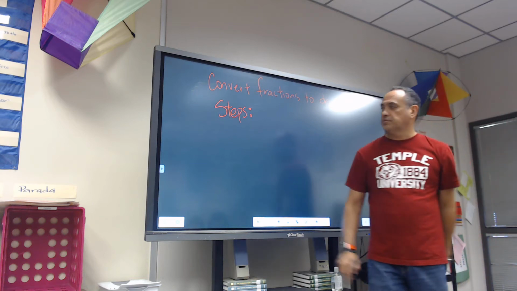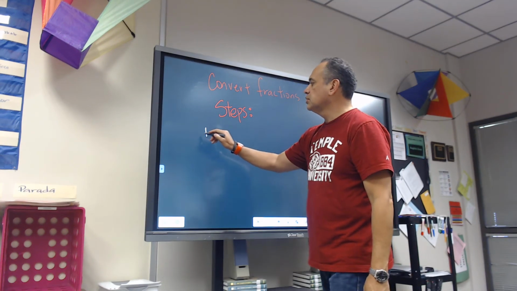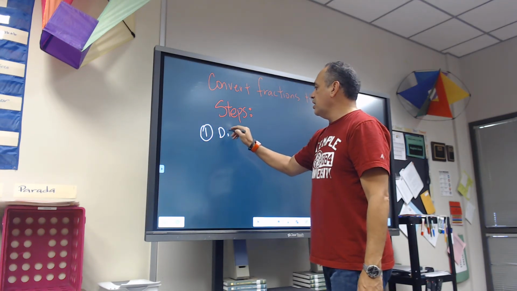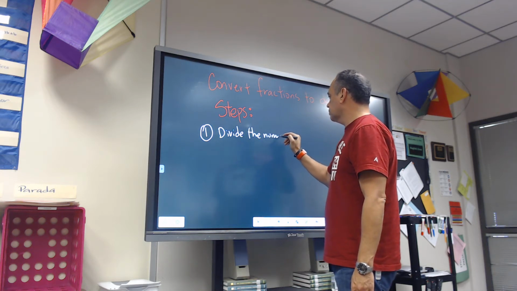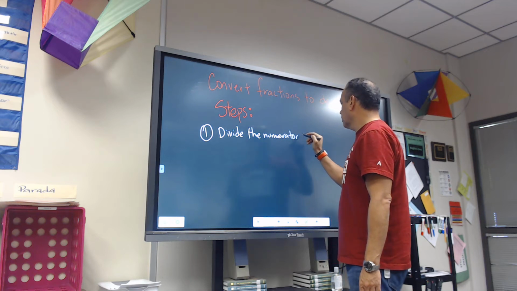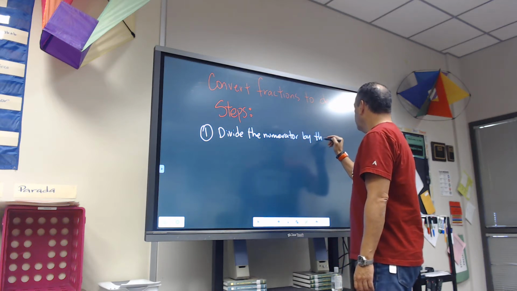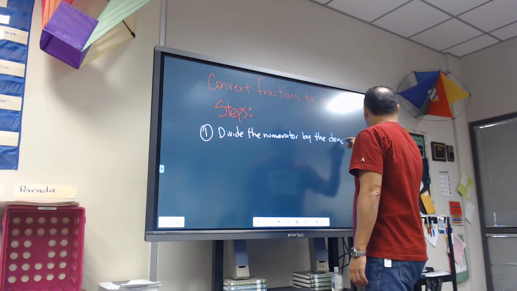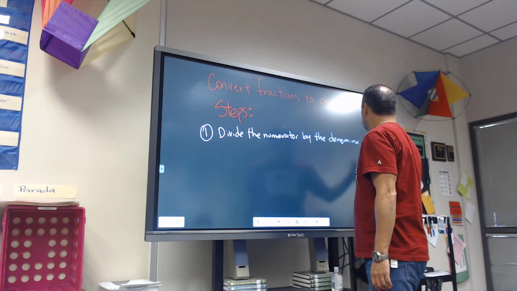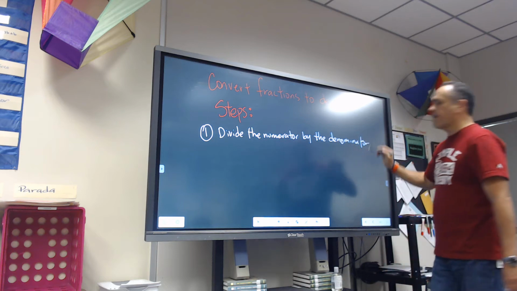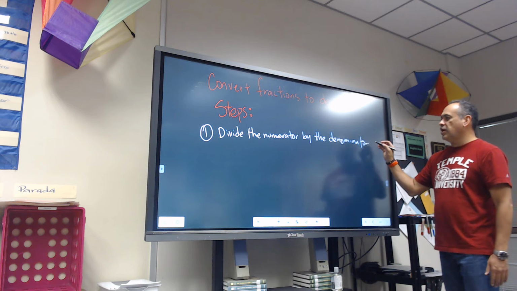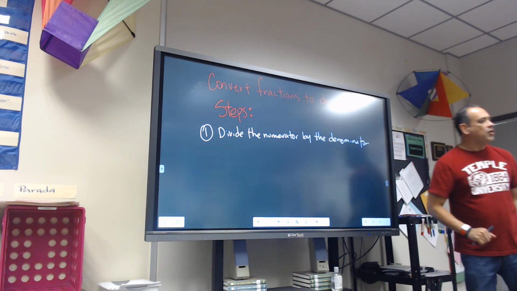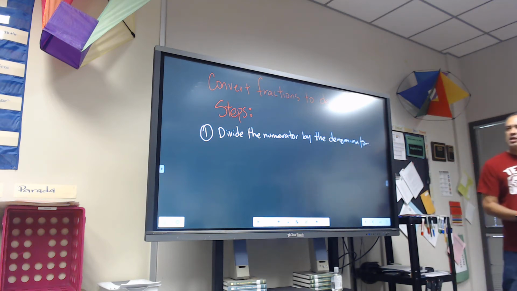Step number 1. What is it? Divide the numerator by the denominator. So our first step is to divide the numerator by the denominator. We've done this before, right? Pretty easy stuff.